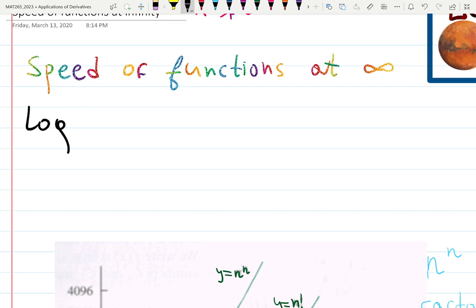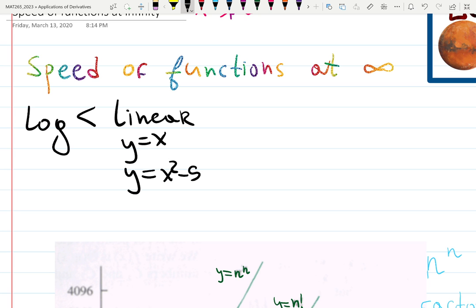So logarithmic function is the slowest one. That's what I told you. It's used to slow down functions. That's how cool it is. So even linear functions, even something so simple as y equals x is faster than log at infinity. Isn't it cool? But anything like x squared minus 5, still faster than log.